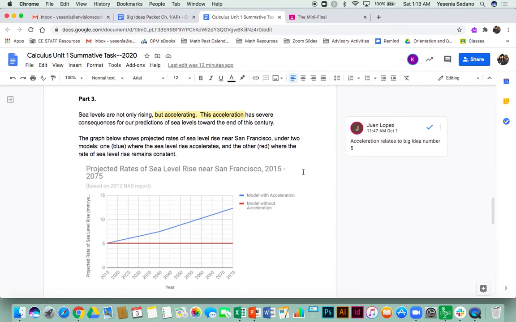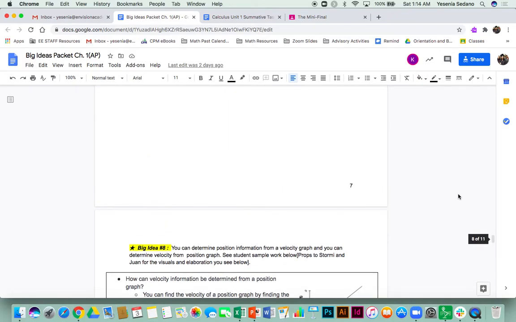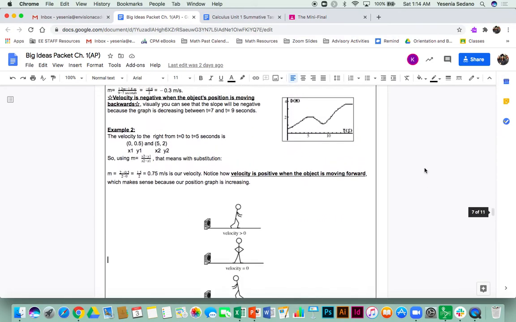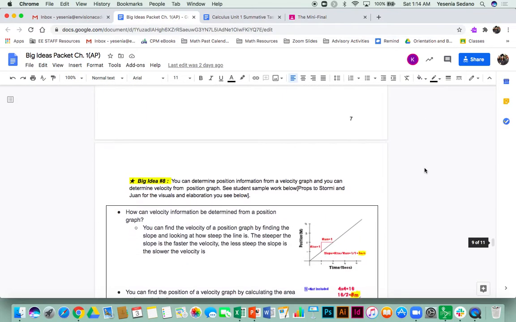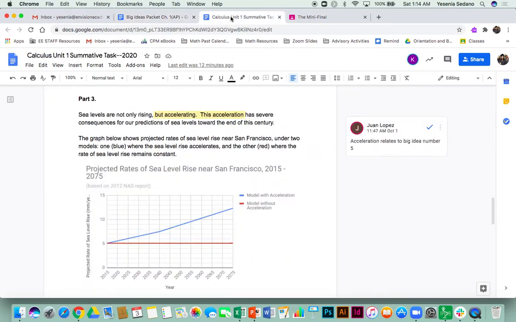Okay, for part 3, this is about acceleration. And again, going back to your big ideas packet, you're going to find where we talk about acceleration and use what you can about, if you have a velocity graph, how to determine acceleration. I think this is what we have on acceleration right here, big idea number 7. So the sea levels, by the way, y'all, are not only rising, but they're accelerating. That means they're speeding up. This acceleration has severe consequences for our predictions of sea levels toward the end of this century.